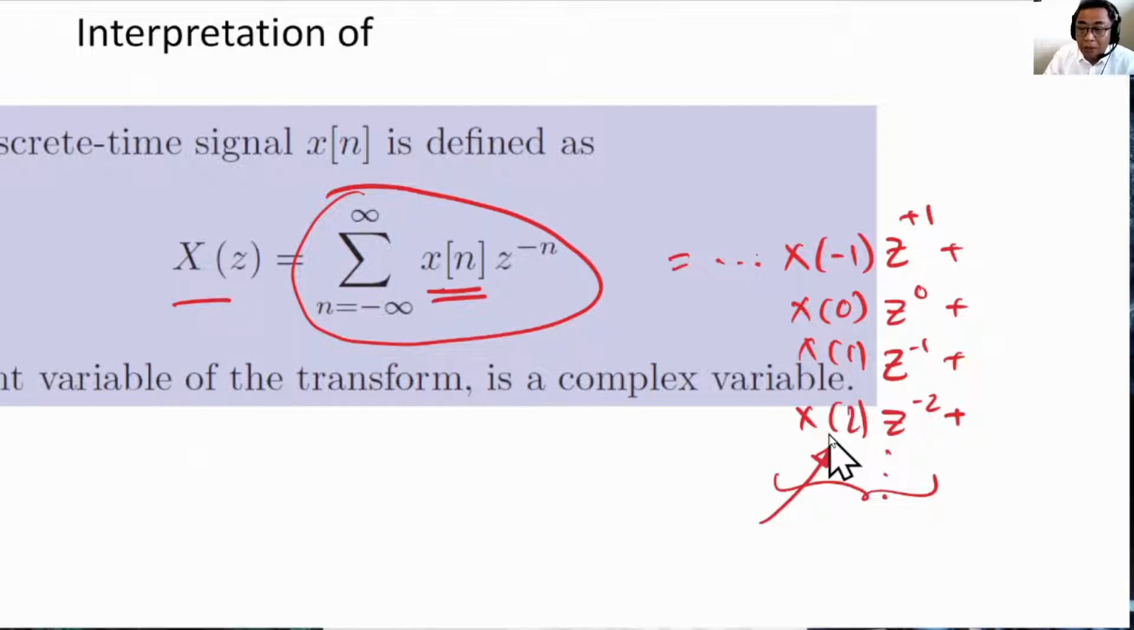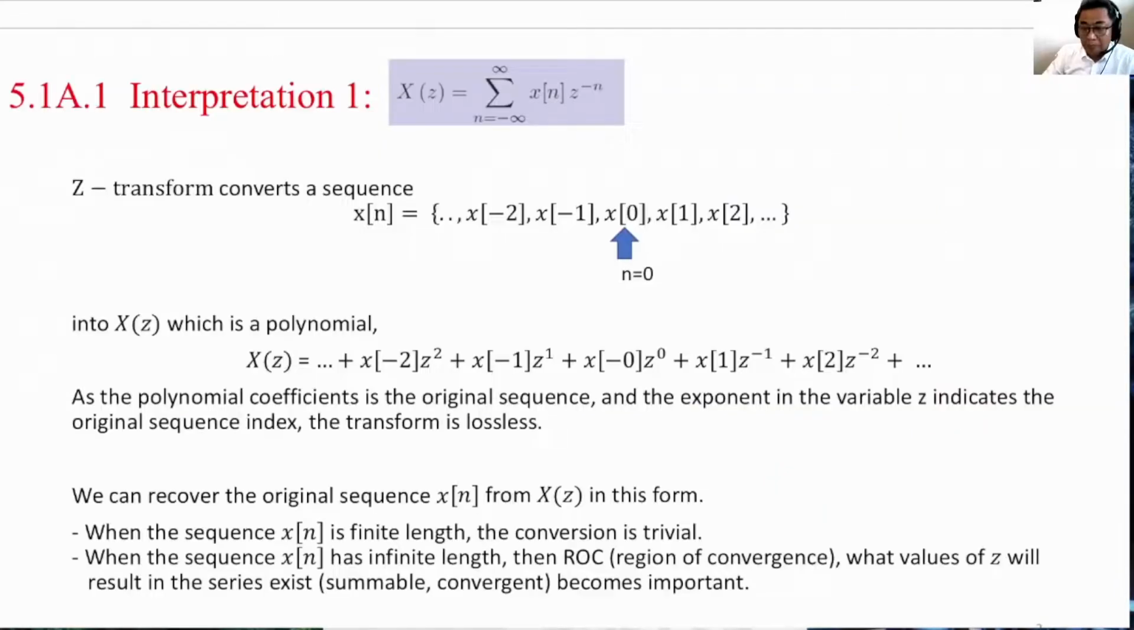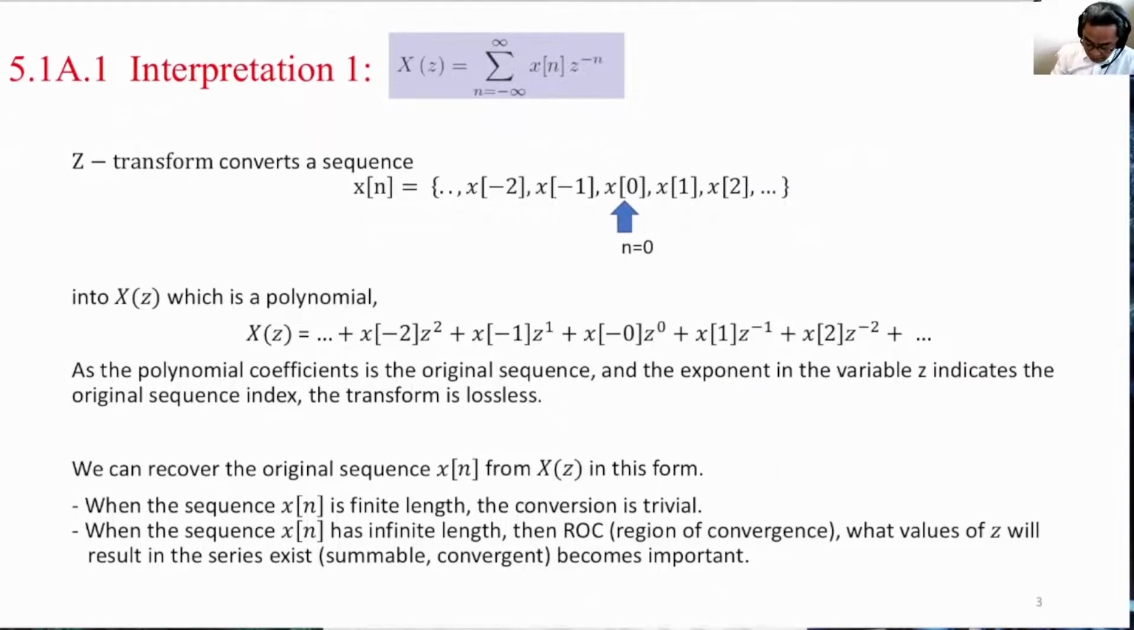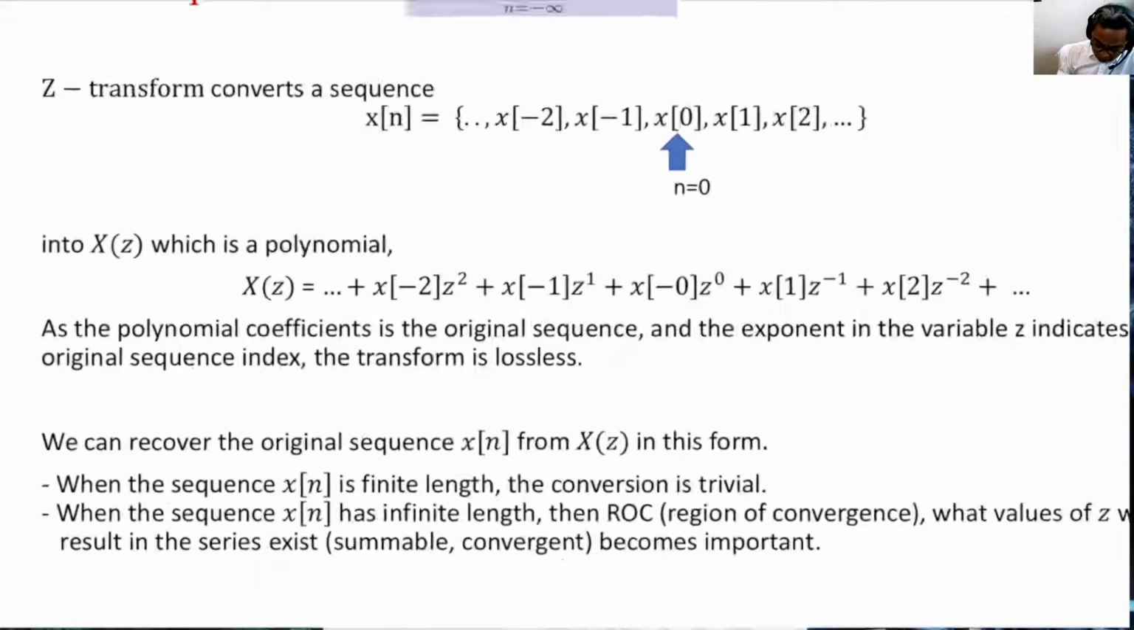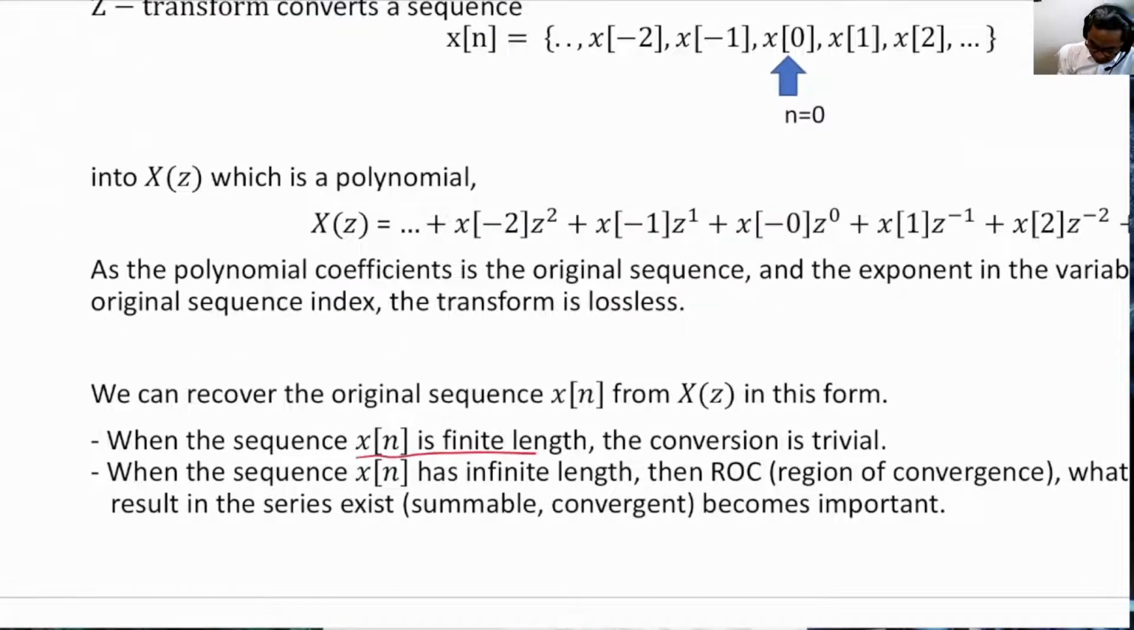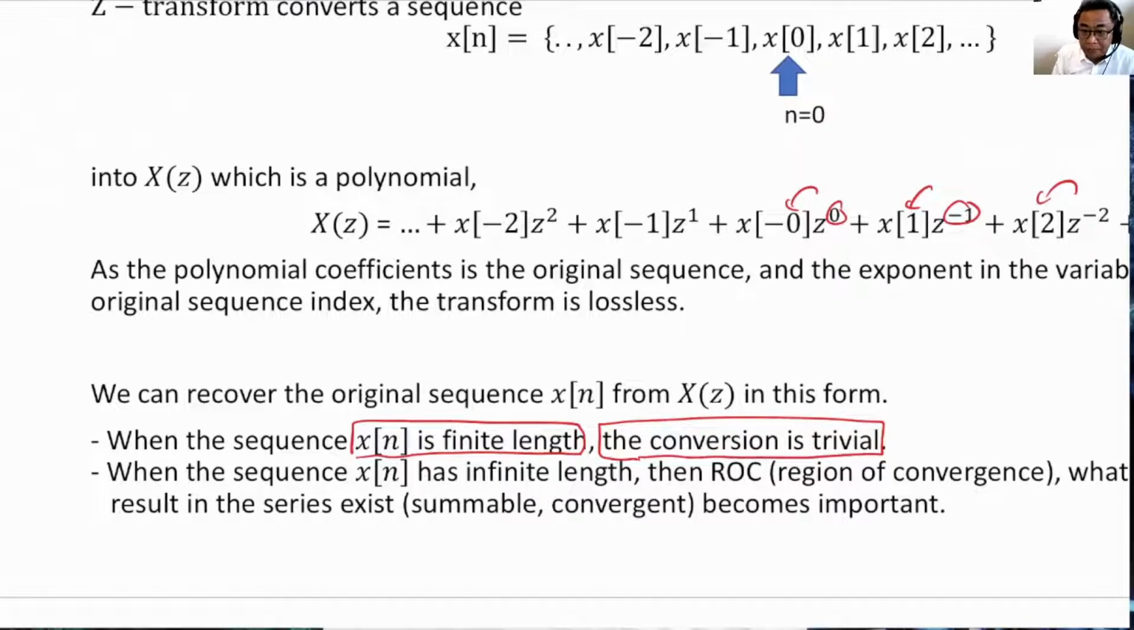Hence, this is a lossless transform. It simply converts a sequence into a polynomial. So this is the explanation that I have just offered. And we can see that for finite length x of n, the polynomial is of finite power and the conversion is trivial because we can simply identify the power as well as the coefficients of the original polynomial.